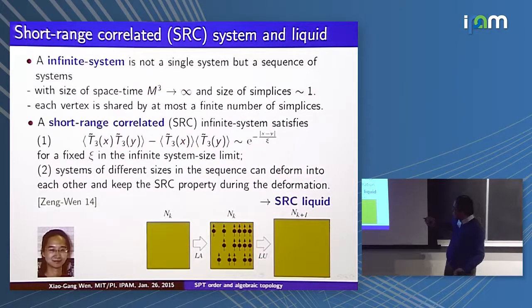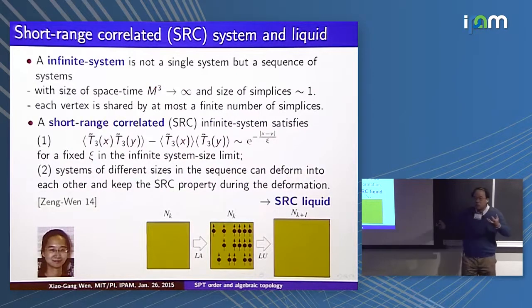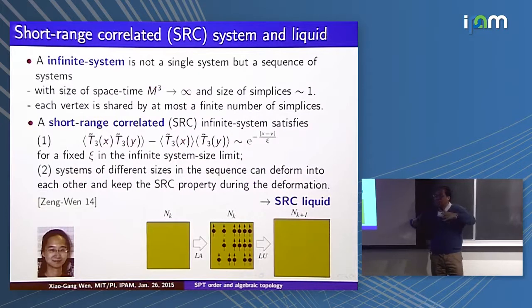Like what mathematicians usually do, the infinite system is usually not a single system, but a sequence of systems whose size goes to infinity. Here we take a space-time manifold whose size goes to infinity, so space-time gets bigger and bigger, but the size of a simplex is always order 1. The triangulation becomes finer in number, but the simplex size stays about the same. That's how we take this limit. Also, each vertex is shared only by a finite number of simplexes, so we don't want a very weird triangulation.